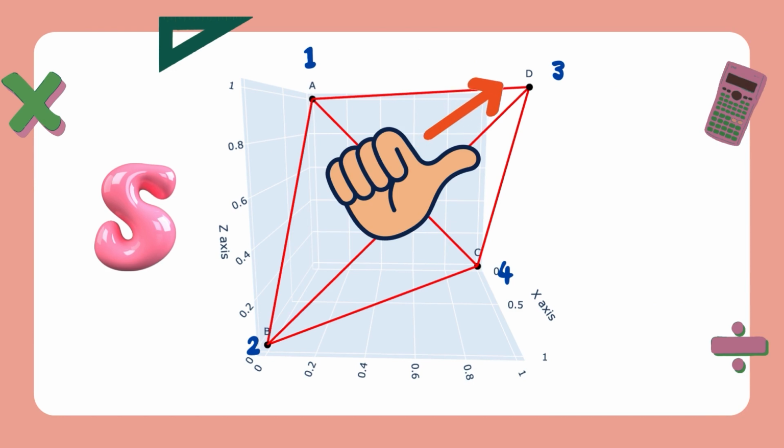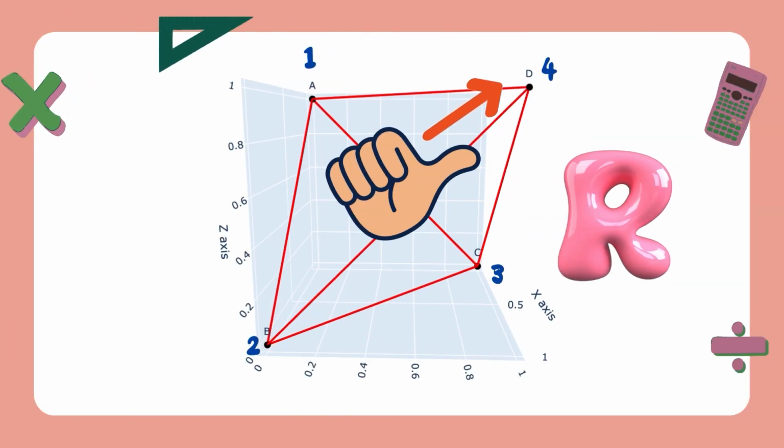If C is assigned the fourth priority and D the third, the resulting cross product direction is similar to the direction of the third vector, indicating the S form. Conversely, if C is third and D is fourth, the direction is akin to that of the fourth vector, signifying the R form.